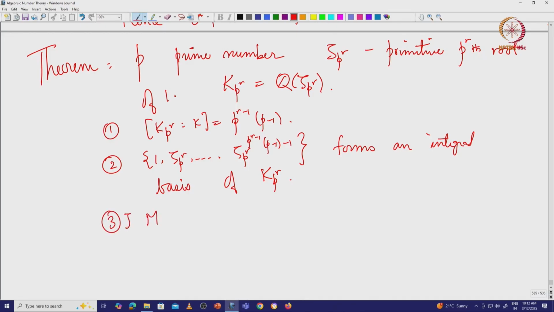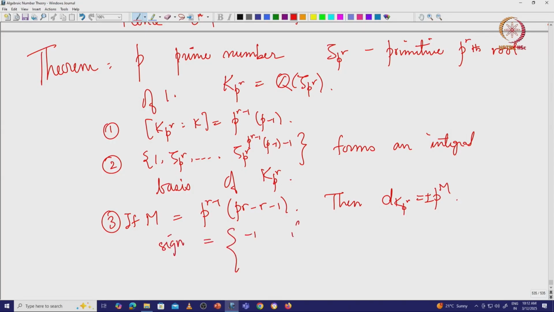3. If m is equal to p to the r minus 1 into (pr minus r minus 1), then the discriminant of K p to the r is plus or minus p to the m, and the sign is minus 1 if p is congruent to 3 mod 4 or p to the r is equal to 4, and it is 1 otherwise. So, that is what we said last time. There were a few more parts.